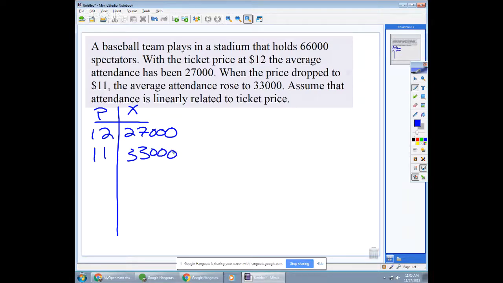Okay, and I probably should have switched those. I want an equation with the price, so I should have switched those columns. Oh well. So the price is going to be my y. So my change in y here is what? 2? No, 1. I knew that. So change in y, we're dropping by 1. And the change in x is 6,000. We have an increase of 6,000.